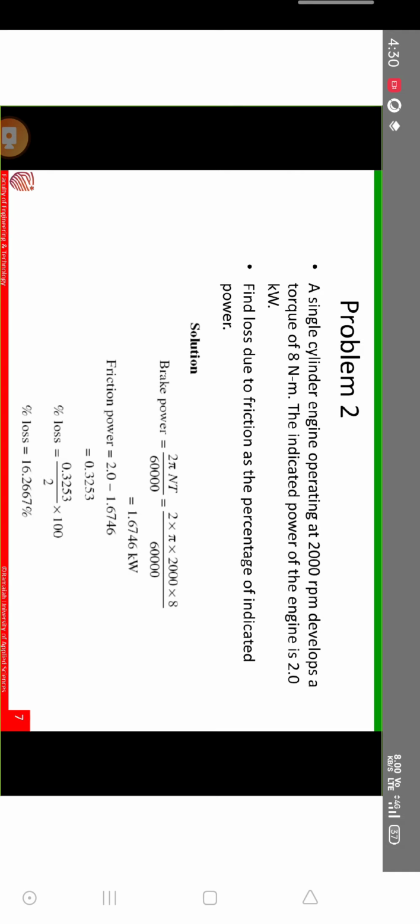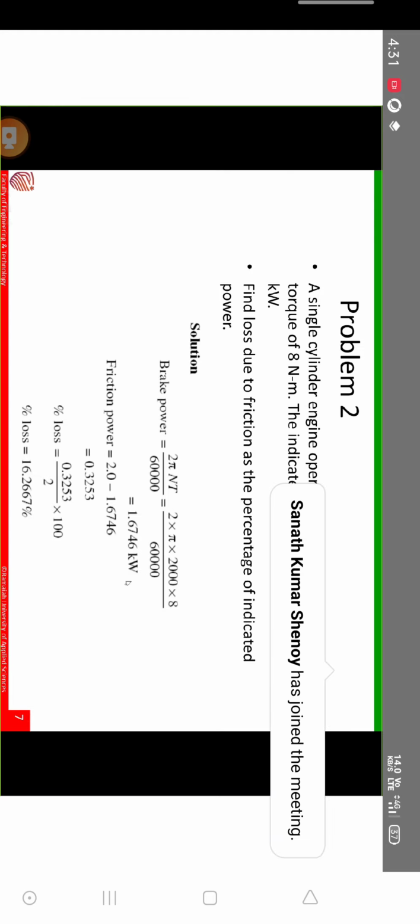Whenever you are calculating indicated power, during that time you need to take care whether you have to consider N by 2 or N. If it is a 4-stroke, then you have to consider it as N by 2, or if it is a 2-stroke, you take it as it is, whatever they have given in the problem. For brake power, no need to worry, you take the value as it is.